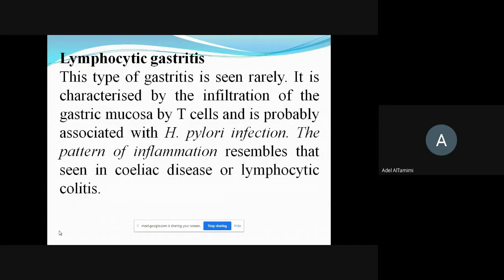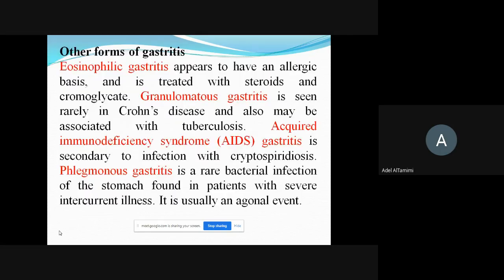Another type of gastritis هو lymphocytic gastritis. This type of gastritis is seen rarely and it is characterized by excessive infiltration of the gastric mucosa by T cells اللي هي T lymphocyte and is probably associated with H pylori infection. همينة يعزوها لل H pylori infection. The pattern of inflammation resembles that seen in celiac disease or lymphocytic colitis.